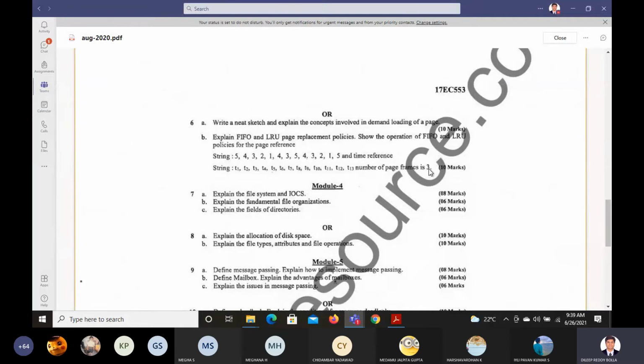Luckily they gave a page frame of 3. If they had given the frame size as 1, it would take you a lot of time. You practice this FIFO and LRU properly; it will not take too much time. These are the questions they are going to give.